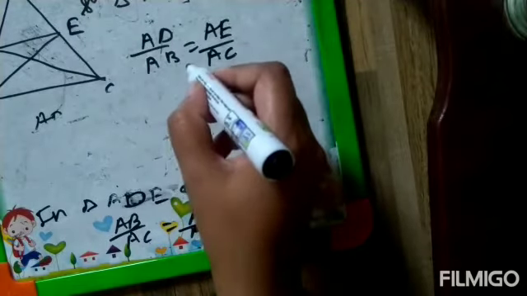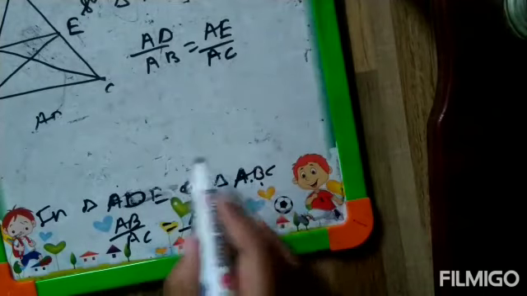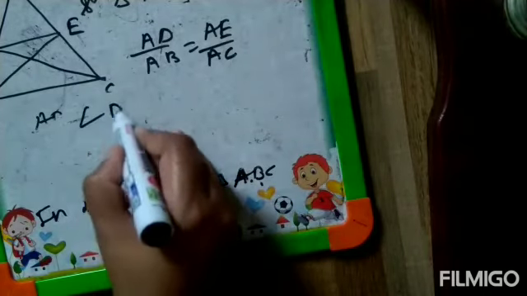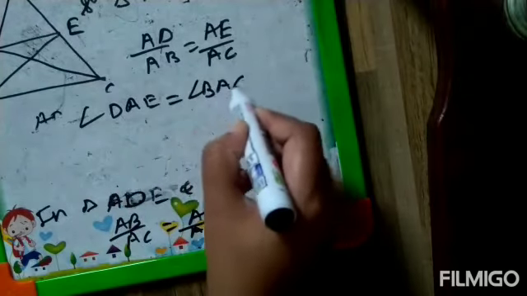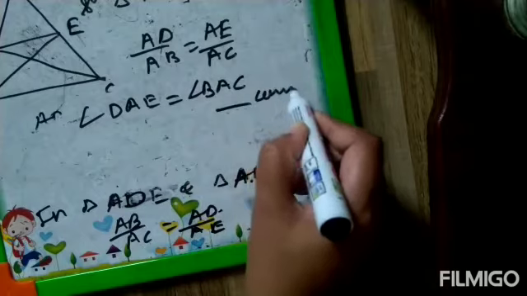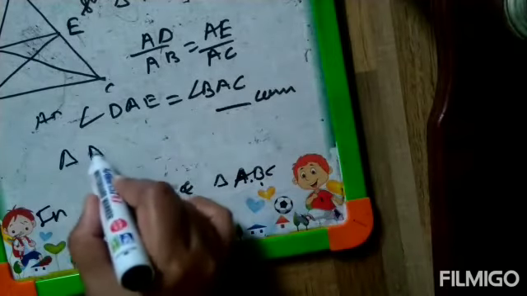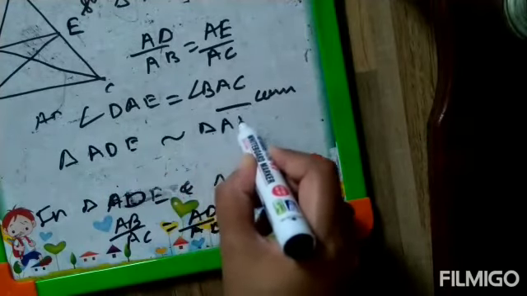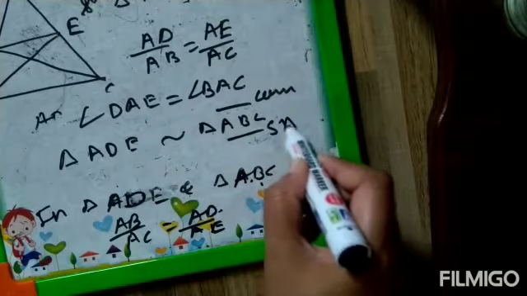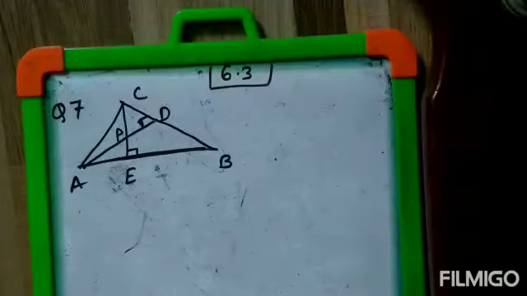Now one side we got. Angle A is a common angle, so angle DAE is equal to angle BAC. This is the common angle. So we have two sides and one angle. Then by SAS similarity criteria, these two triangles are similar. Question number 7.